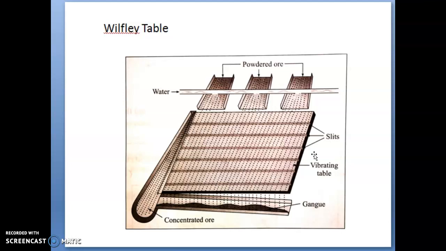Then the powdered ore with a stream of water has to be applied through this Wilfley table. What will happen? The heavier ore particles are obstructed by these cleats, that means slits, while the lighter particles are removed by water. So the ore particles will be in the slits, and the lighter gangue particles will be on the lower side of this Wilfley table. With the stream of water, they go out.